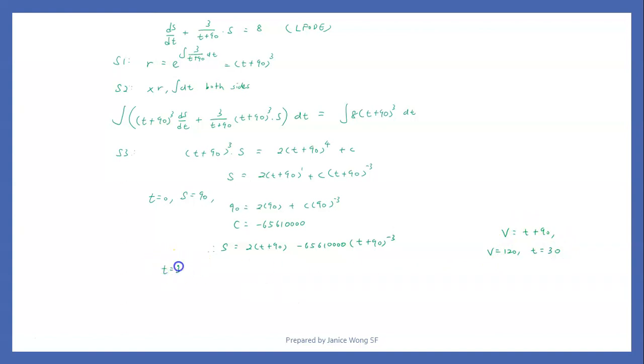So here, when t is 30, we can get the amount of salt in the chemical tank. 2 times 120 minus 6561,000 times 120 power of negative 3. Using calculator, S is 202 pounds. Here we have learned how to solve a mixing problem in chemical tank which involves the linear first order DE, LFODE.